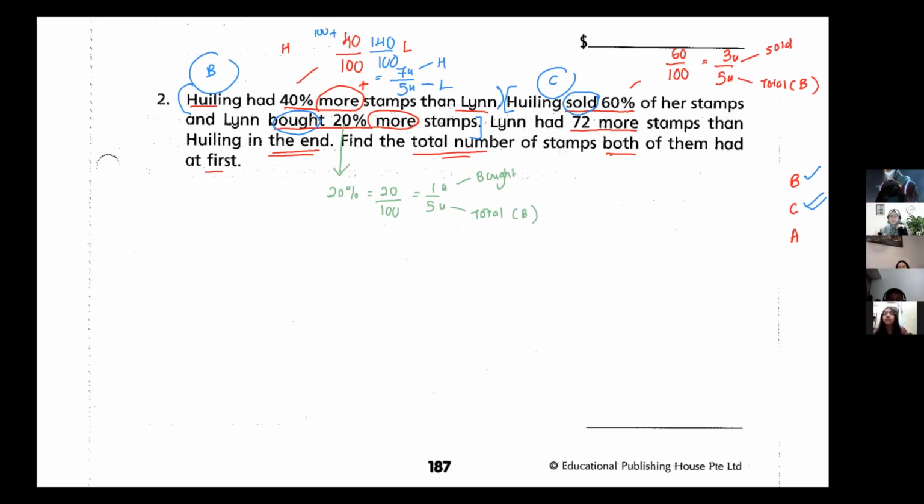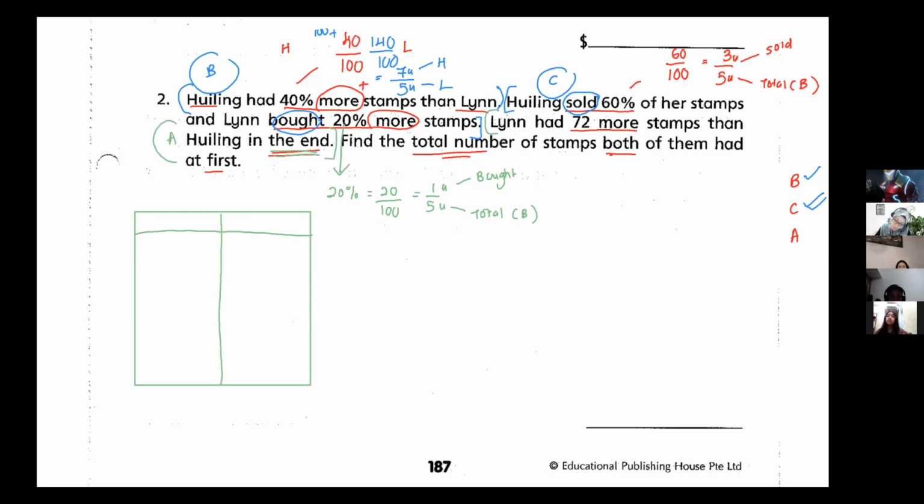Okay, so we have all this information already. What are we going to do? We are going to draw out the table first. So Hui Ling and Lin, two people only. Then we cut it into two columns. By the way, the after: Lin had 72 more stems than Hui Ling in the end. The words "in the end" tell me that this is my after information. So I have my after already. Hui Ling and Lin. B, C, A.